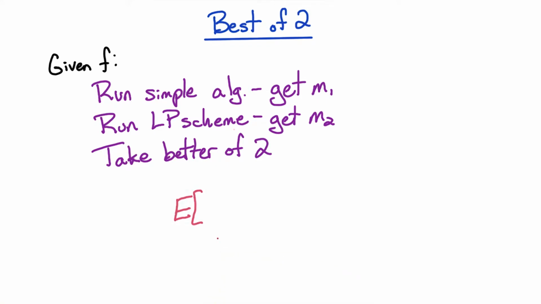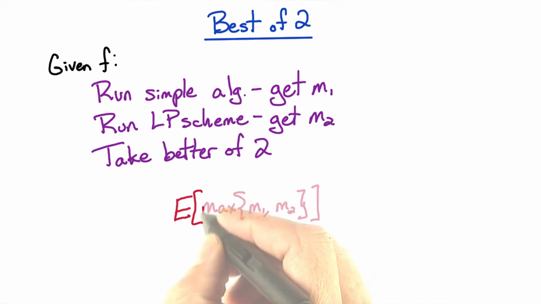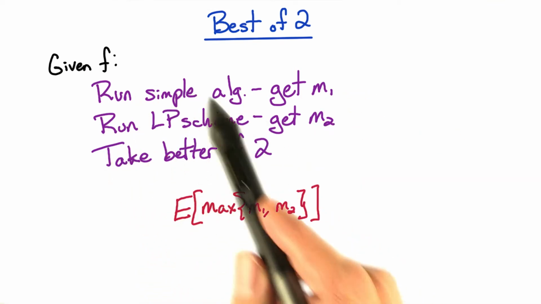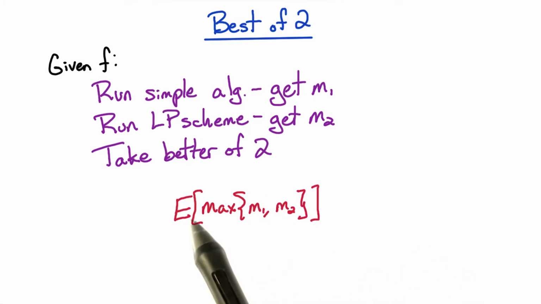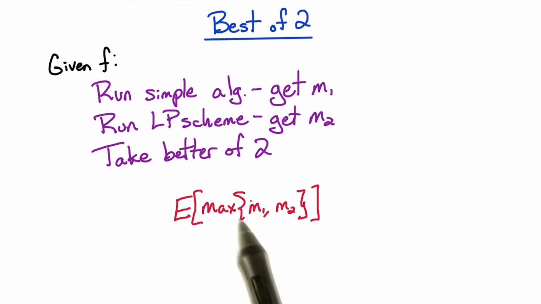That's our algorithm. Now if we look at the expected performance of this algorithm, what we're going to achieve is the max of these two. So the expected performance of this best of two algorithm is the expectation of the max of M1 and M2. That's what our algorithm is going to achieve. And what we can prove is that this max is at least 3/4 the optimal value.